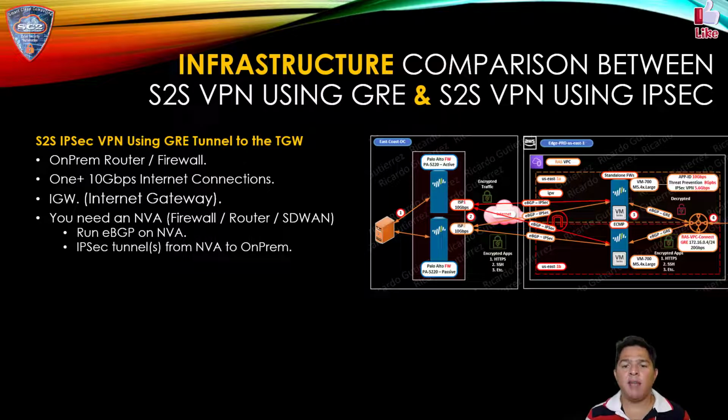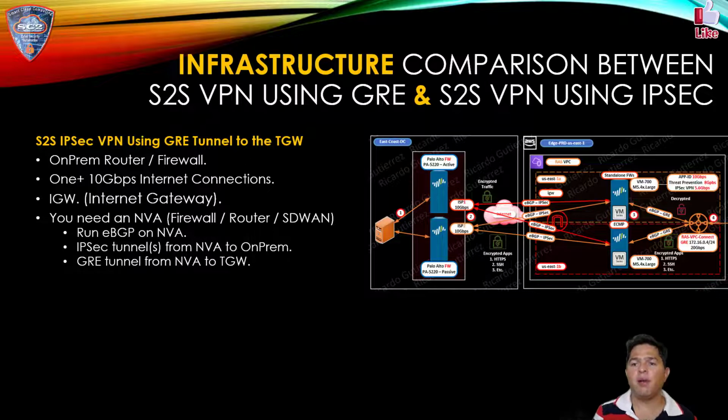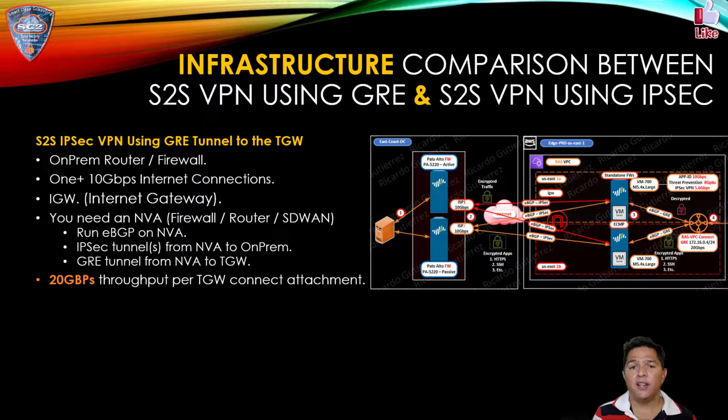You will need IPSec tunnels from the MVA to on-prem. You will need to build a GRE tunnel from the MVA to the transit gateway. In this diagram, I have a GRE tunnel built from the Palo Alto virtual firewall to the transit gateway. The GRE tunnel provides up to 20 gigabits of throughput. And this is actually the transit gateway connection attachment.